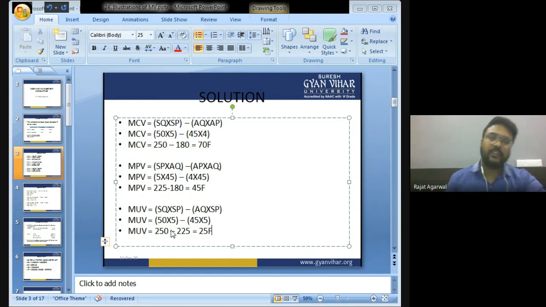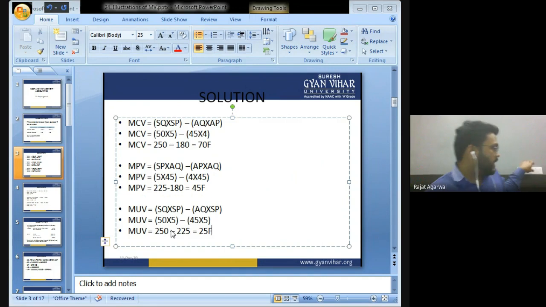Now you can check your answer. 45 favorable plus 25 favorable, that is 70 favorable. It means your answer is correct. Got my point, everyone? Shall we move ahead now? Chalo. Let's move ahead.